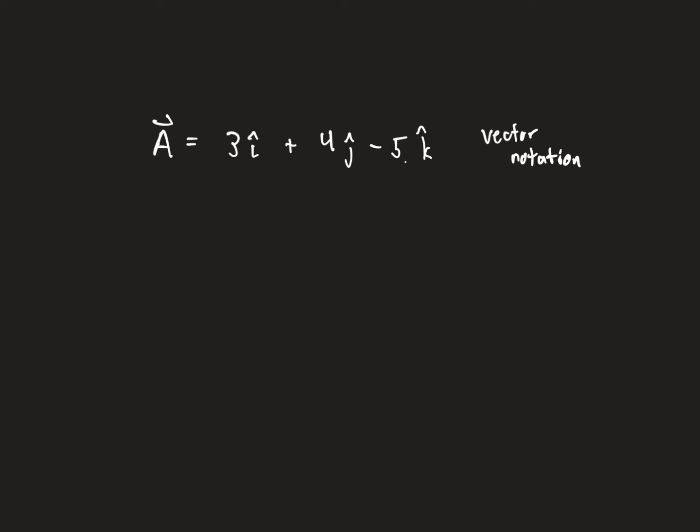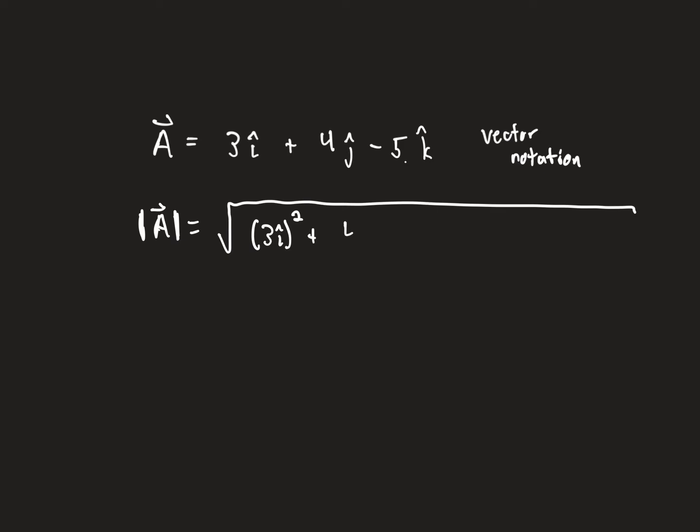So the magnitude of this, which we can write as an A with 2 little bars next to it, is equal to the square root of 3 in the i hat direction squared plus 4 j hat squared plus negative 5 k hat squared. So add all those up. Let's see what we got.